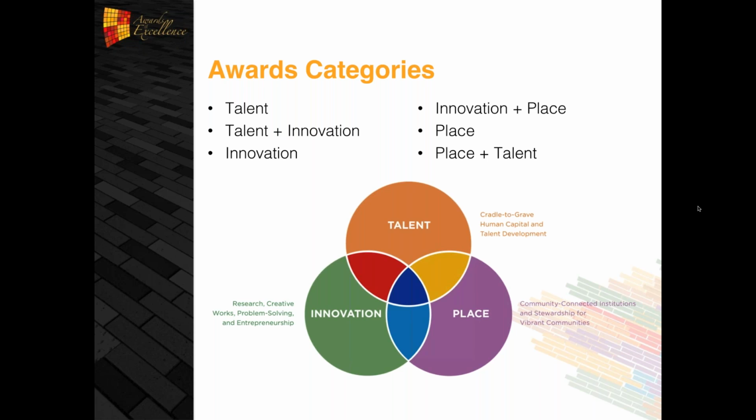So again, only asking for two, a primary and a secondary, and you will only see talent or innovation or place in both of those. You won't see talent plus innovation or innovation plus place, et cetera. So just to clarify.